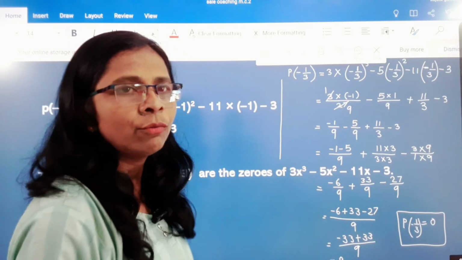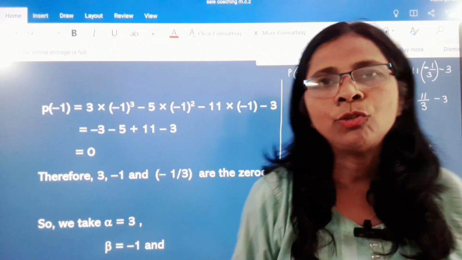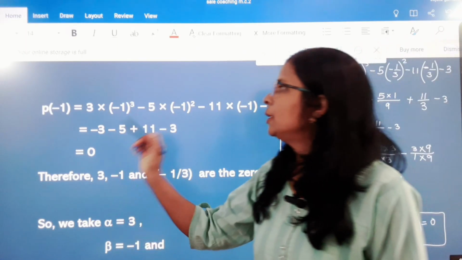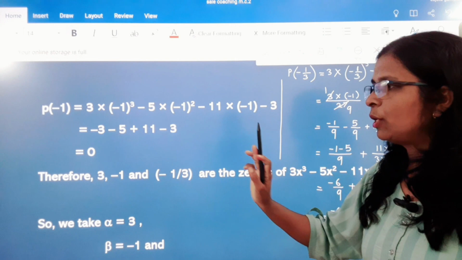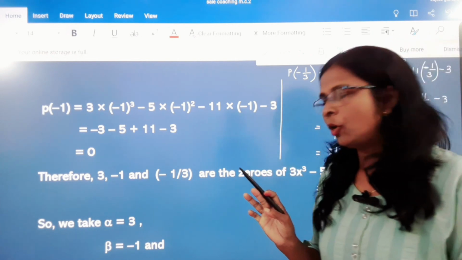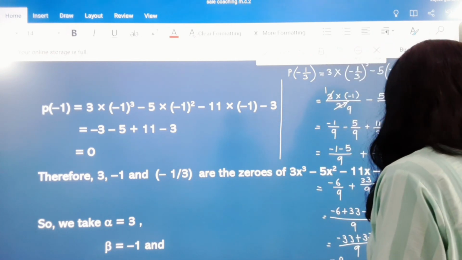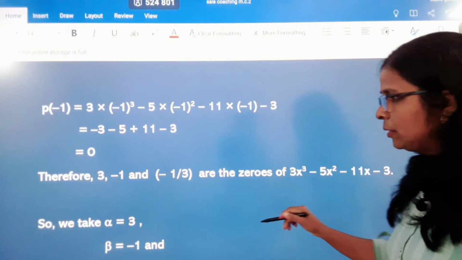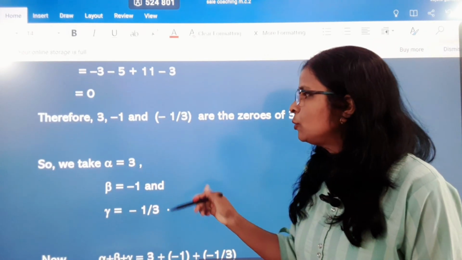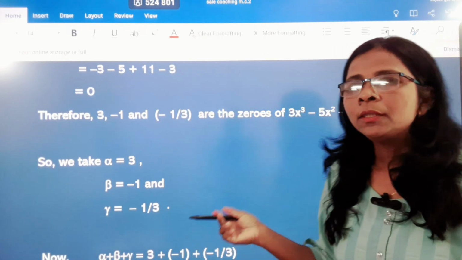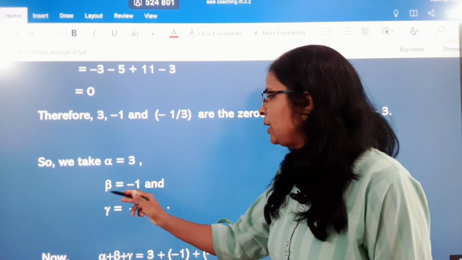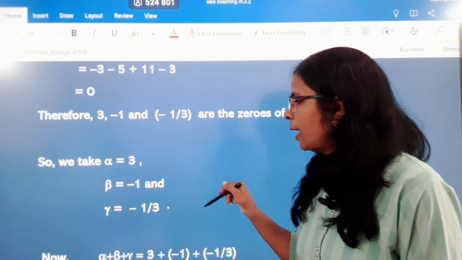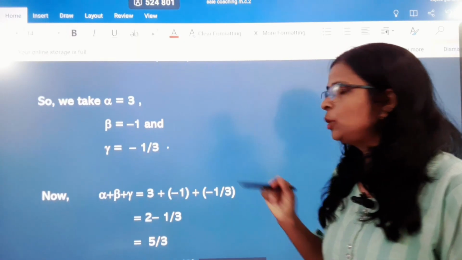In such a way we can find the value of the polynomial at minus 1, at 3 and at minus 1 upon 3. Okay, got this point? Next. Now here, we can take the zeros of the polynomial as alpha is equal to 3, beta is equal to -1 and gamma is equal to -1 upon 3.